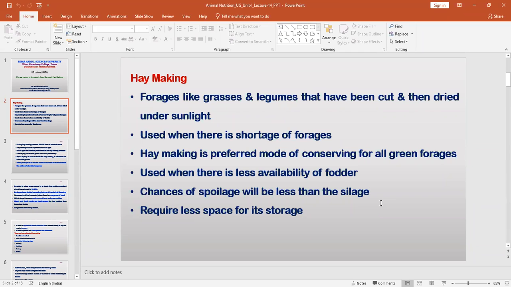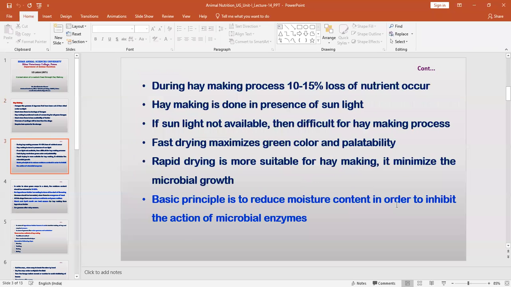There is sometimes a chance of spoilage while preparing silage. In the case of hay, there is less chance of spoilage, and it also requires less space for storage of the fodder. You should remember that during the hay making process also, 10 to 15% loss of nutrient may occur. Generally when we select leafy material for hay making, there is a chance of shredding of the leaves. By shredding of the leaves, there may be loss of the nutrient which is present in the leaves.